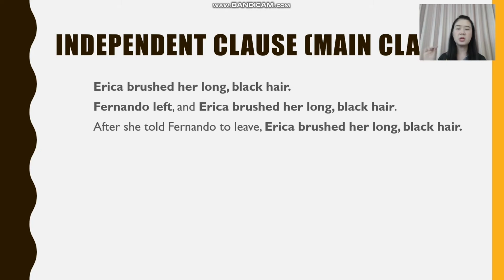The word after here in this clause is a subordinating conjunction, so we won't talk about that right now. But "Erica brushed her long black hair" is still an independent clause. So don't forget that if it is an independent clause, it will start with the subject, followed by the verb, or probably with some kind of modifier or objects. Okay, here is the independent clause, or the main clause.